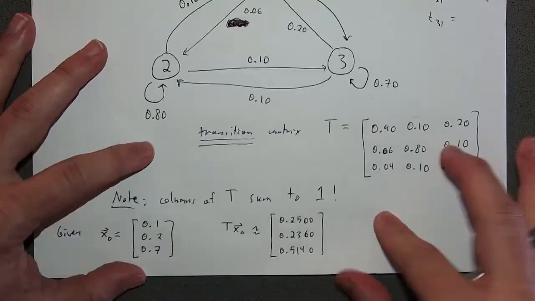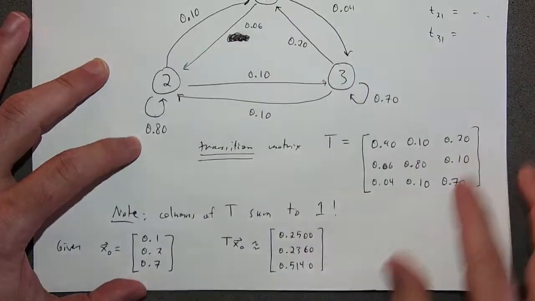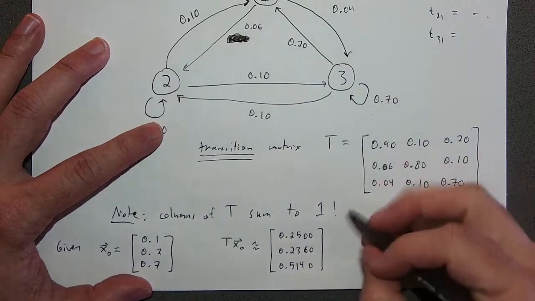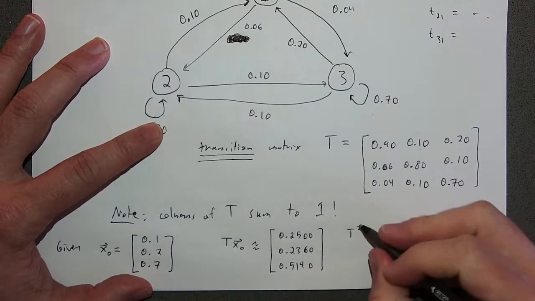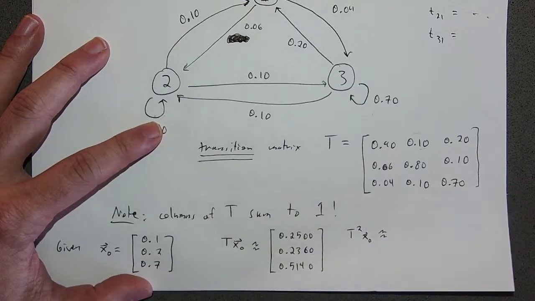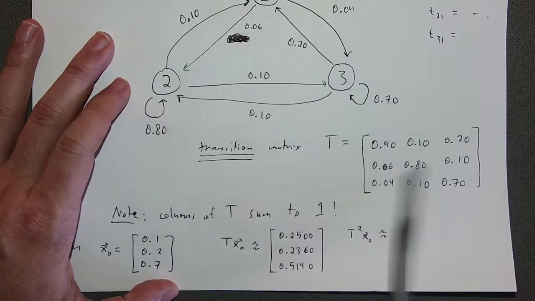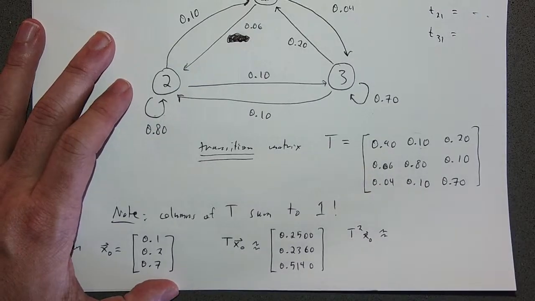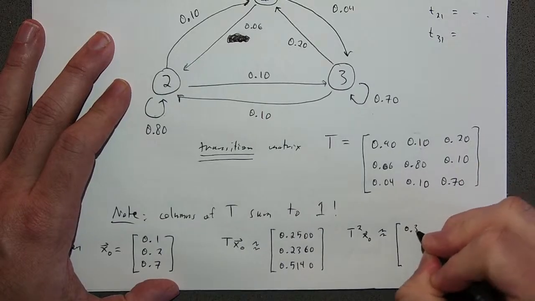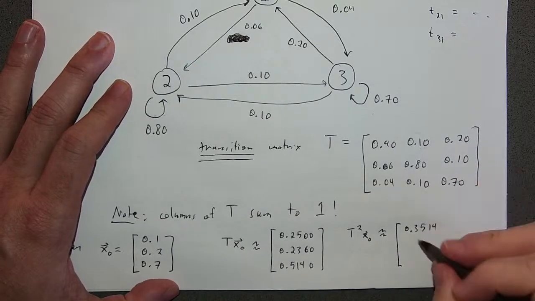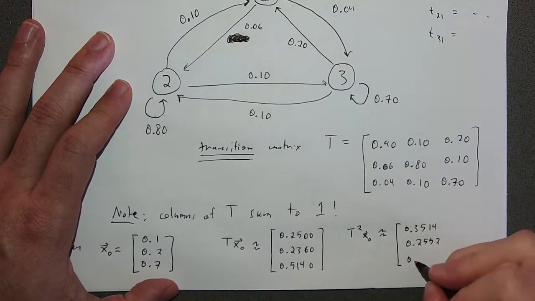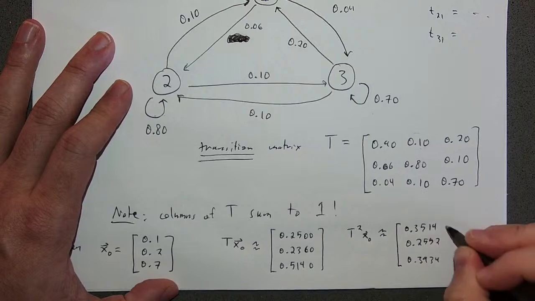Iterating this to see, if we thought about this occurring over a year, for instance, seeing what happens in the next year or the next time step, whatever that amount of time is. What about T squared times x naught? So I would have the matrix T multiplied by itself and then multiply that by my vector. This will give me the following. This is 0.3512, 0.2552, and 0.3934.